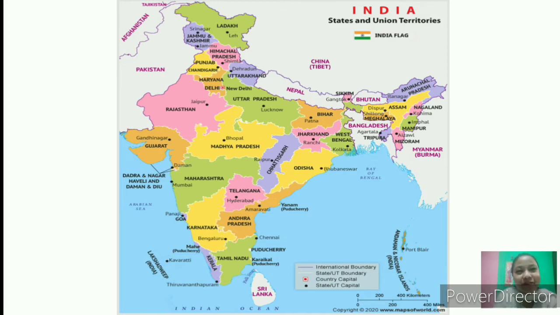Just like you have your neighbors, similarly, our India also has some neighboring countries. These are Pakistan, Afghanistan, Nepal, China, Bhutan, Tibet, Bangladesh, Myanmar, and Sri Lanka. India has 28 states.